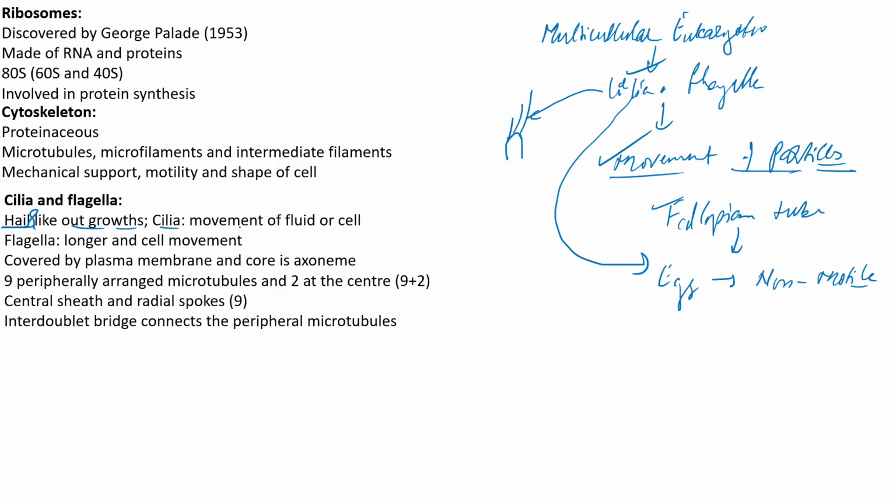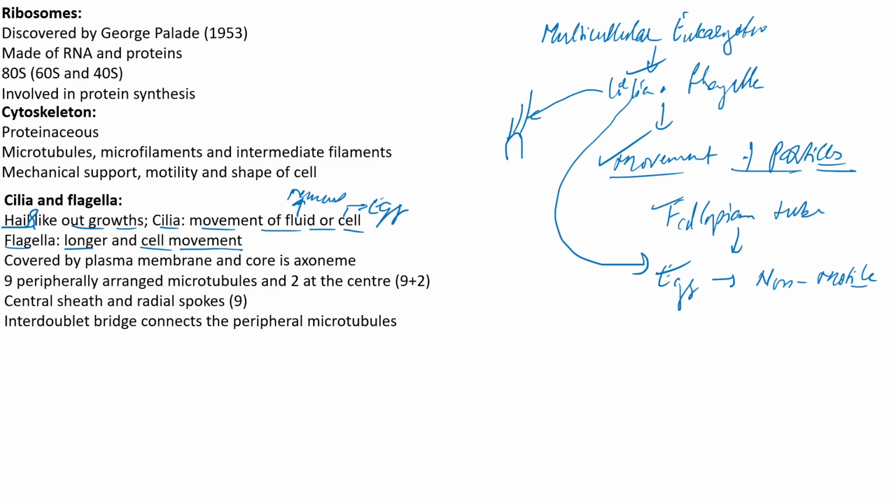And cilia predominantly are involved in the movement of fluids or cells. For example, egg is an example, which we have just discussed over here. Fluid in the sense of mucus, right? Mucus is also semi-fluid in nature. And that movement of fluid is because of the constant beating or flickering action of the cilia. Flagella are generally longer than the cilia, and they are also involved in cell movement.